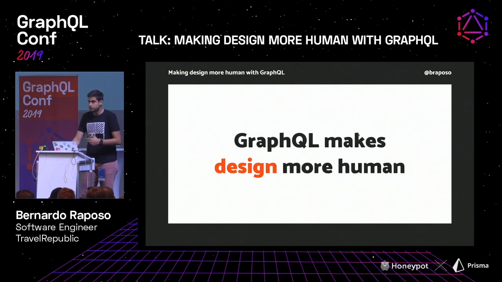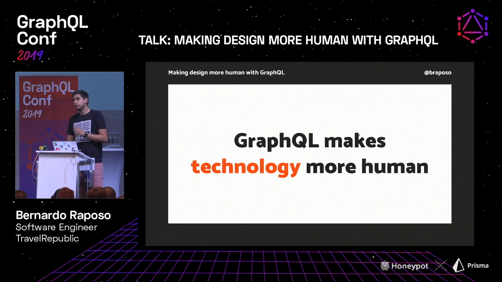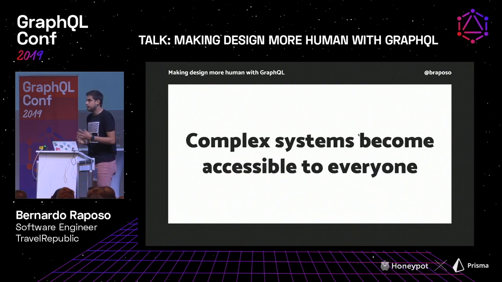And this is basically the topic of this talk. We're using GraphQL to make design more human, to make design more approachable to people without any technical knowledge. But maybe GraphQL is not just about design. Maybe GraphQL can also be used to make technology more human, because I think that one of the biggest advantages of using GraphQL, more than the type safety and everything, is that it has the potential to make complex systems much more accessible to humans, to people around us.